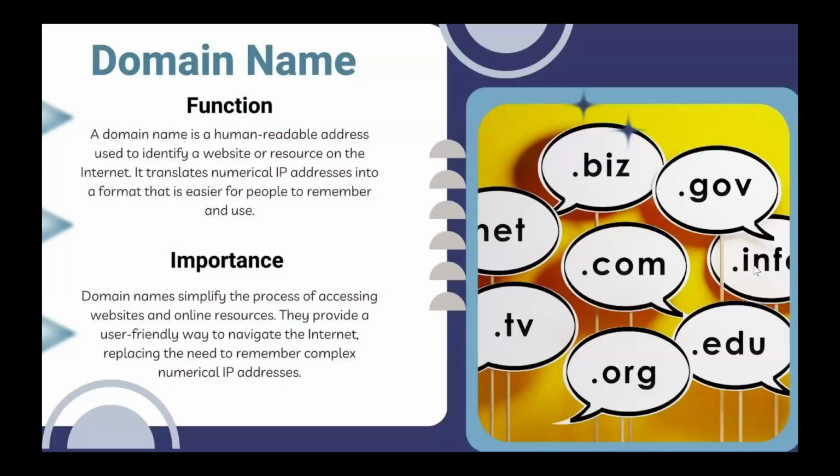A domain name is a human-readable address used to identify a website or resource on the internet. It translates numerical IP addresses into a format that is easier for people to remember and use. Domain names simplify the process of accessing websites and online resources. They provide a user-friendly way to navigate the internet, replacing the need to remember complex numerical IP addresses.